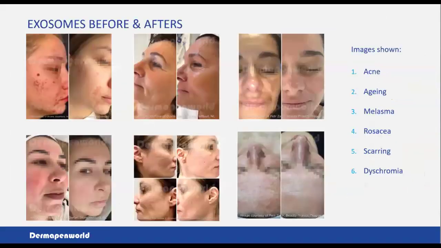These are some incredible before and afters. As you can see, we're looking at acne, aging, melasma, rosacea, scarring, and dyschromia. You can see the difference in the before and afters on these. They're quite incredible.